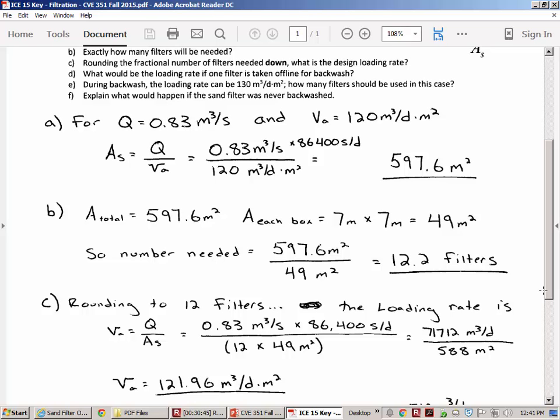But then in part D, we start to say, well, what happens if one of them comes offline for backwash? And so I want you to continue the calculations on part D with what if there's only 11 filters? Because you built 12, and then one of them is offline, and so now what is the loading rate if you have 11 filters that are functional?